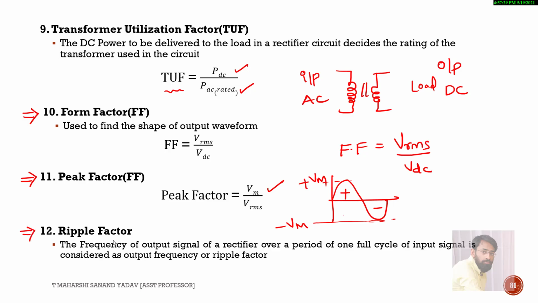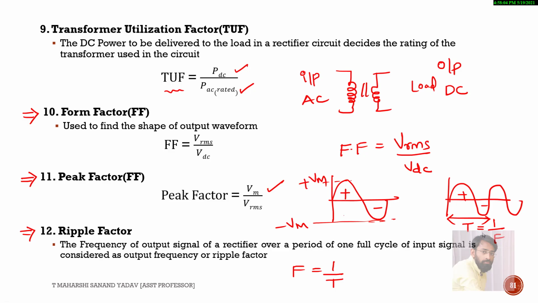Next, coming to ripple factor. The frequency of the output signal of a rectifier over a period of one full cycle of the input signal is considered as the output frequency. Generally we know that frequency is equal to 1 by T, where T is the time period. The time period contains one positive and one negative half cycle. From here to here is called a time period, and frequency can be calculated using the formula T is equal to 1 by f.